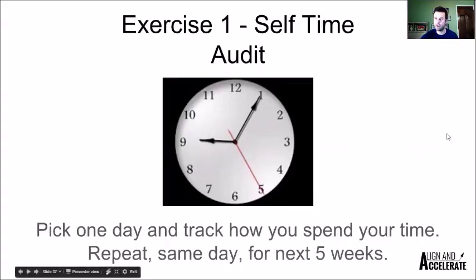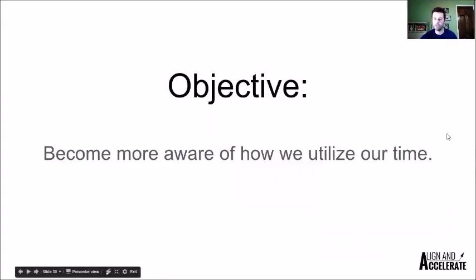The objective of this exercise is to be aware of how we utilize our time. Where are there gaps in our calendar that we're not using up? Where are we wasting time? Where are we not being efficient? Are we more productive in the morning, evening, etc.? But I want you to choose one day. If it's Wednesday, choose that day, and every Wednesday for the next 5 weeks, monitor how you're spending that time. Just be really thorough and keep track of your time throughout that day.